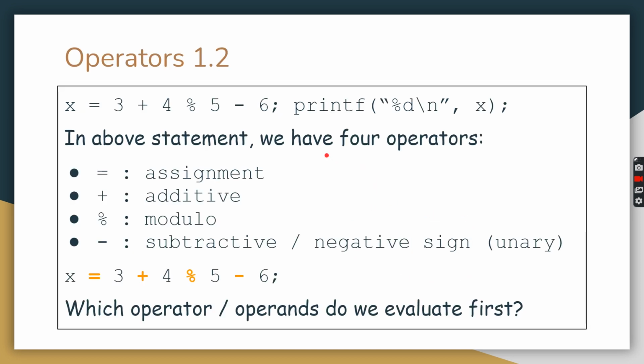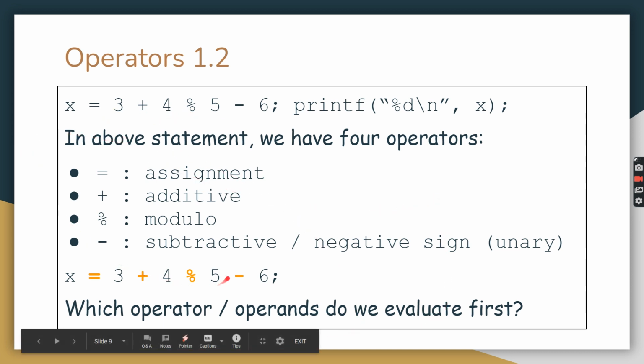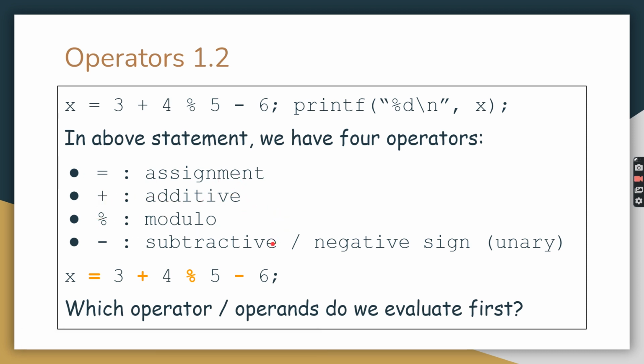Operators 1.2. Following the same procedure as we did with operators 1.1, we have the statement x is equal to 3 plus 4 percent sign, which is the modulo operator, 5 minus 6, and we'll print the value of x. In the above statement, we have 4 operators. Which one of these do we evaluate first? Well, the only new operator we've added is the modulo. Everything else we've seen before.